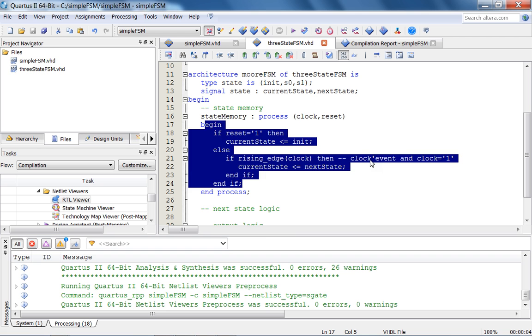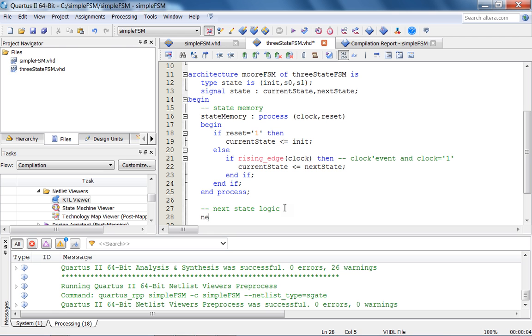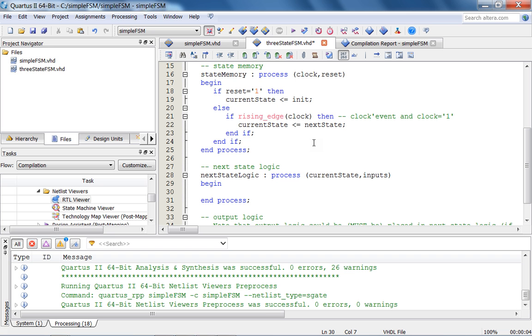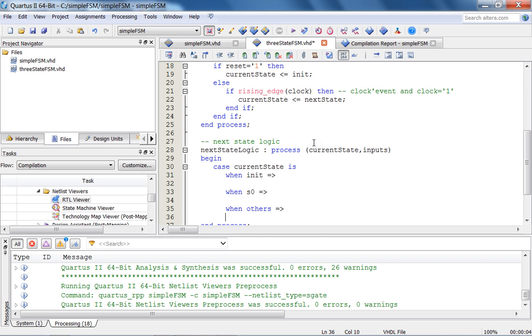You could label this process as well; it's labeled next state logic. This process is a function of the current state and inputs. So begin, end process. What we'll do here is use case statements: case current state is, when init do something, when s0 do something, when others. This could be s1 because we have only one more state and the synthesizer will not complain, but I like using others just to be clear. End case.